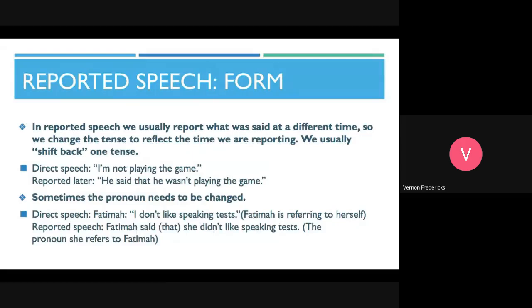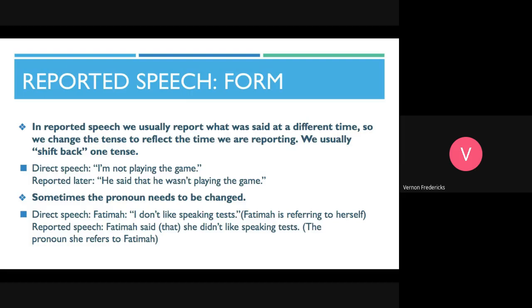Sometimes the pronoun needs to be changed. Direct speech. Fatima: I don't like speaking tests. Here Fatima is speaking about herself. In the reported speech, Fatima said that she didn't like speaking tests. The pronoun she refers to Fatima.